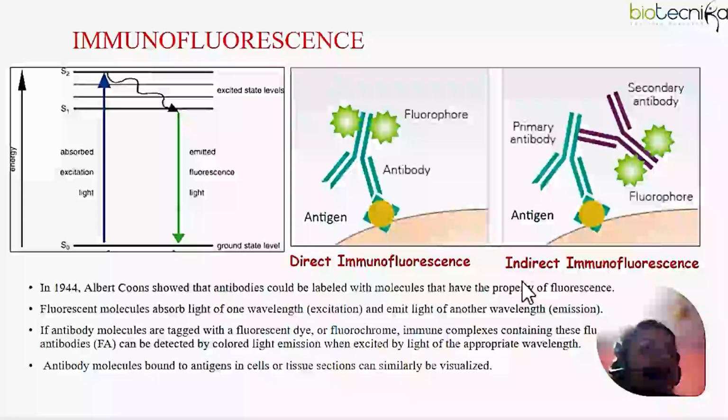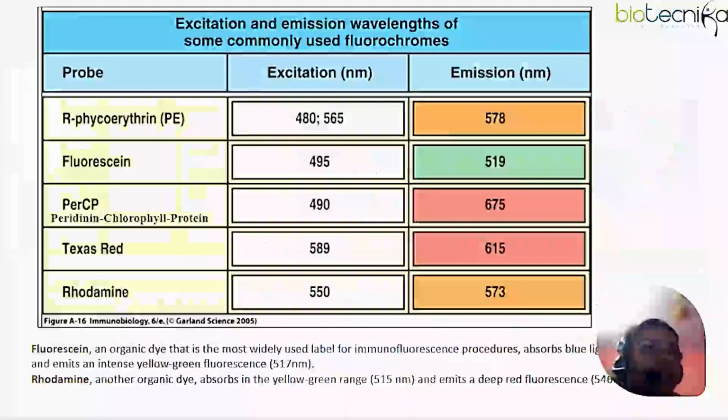The second type is your indirect immunofluorescence assay, in which you have an antigen, you react it with a primary antibody which does not have a fluorophore, and you have a secondary antibody which is very specific towards your primary antibody. Your secondary antibody has the fluorophore attached. So now when you hit it with light, this entire complex is going to glow. Your indirect immunofluorescence assay is a little more sensitive and a little more accurate in giving the reading.